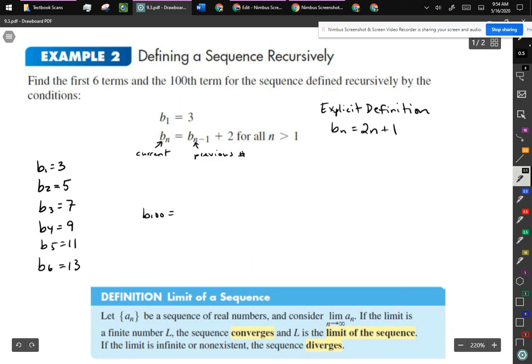So you can figure it out intuitively, or you can try to figure out the explicit definition. So that would be, again, 201. Again, you can think about it as 3 plus, because you started with 3, 3 plus 99 times 2, or you can figure out the explicit definition. Either way, nothing too bad.